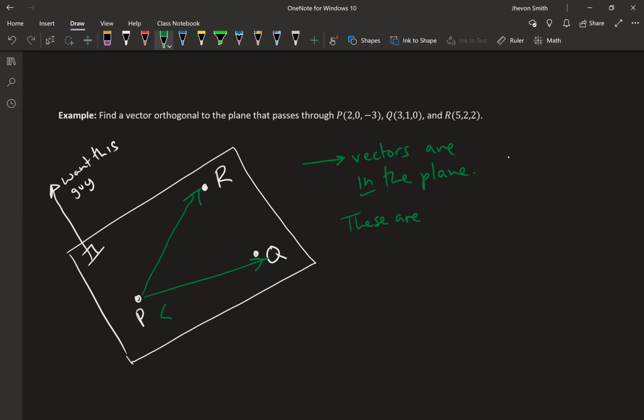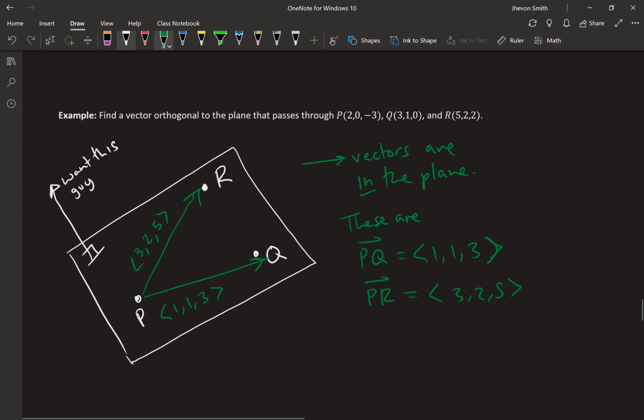Okay, so this is final minus initial, the coordinates of Q minus the coordinates of P. This would be 3 minus 2, comma 1 minus 0, comma 0 minus -3. So that's that vector. This vector here will be the coordinates of R minus the coordinates of P. 5 minus 2 is 3. 2 minus 0 is 2. And 2 minus -3 is 5. So those are those vectors. Okay, so we can find the vectors. Not a big deal. So PQ is 1, 1, 3, and PR is 3, 2, 5.